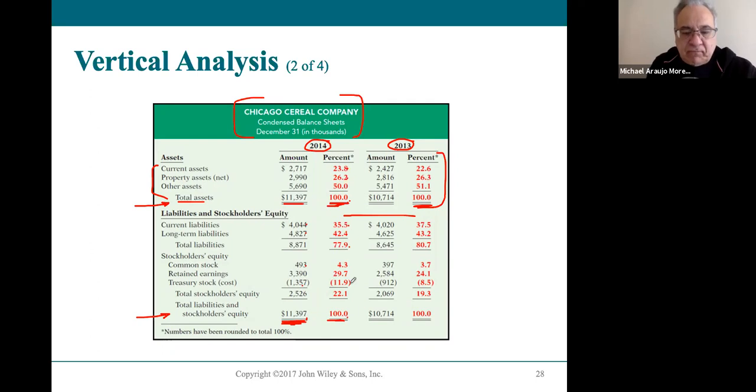Okay. So this is how you would do it for each of the years here. You're comparing each number to the base. In a balance sheet, you're going to have two bases. Your assets are going to be compared to the total assets. Liabilities and equity is going to be compared to total liabilities and equity. So you're going to look at these as two separate sections to calculate.